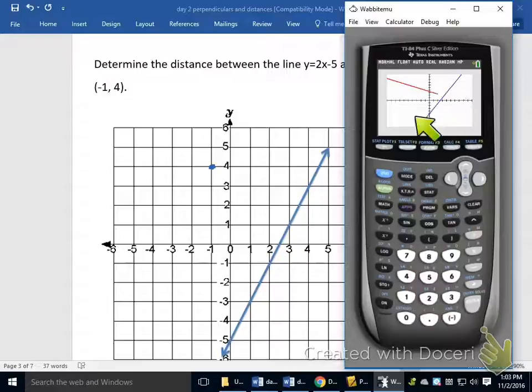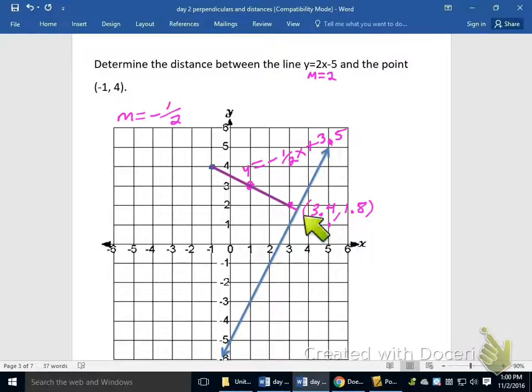And then I'm going to use second calculate, second trace key. I'm going to select intersect. I want to know where these curves intersect. I'm going to hit enter for my first curve, the blue one, enter for my second curve, the red one. And when I hit enter one more time for it to guess, it gives me 3.4, 1.8. So now I'm going to put that on my graph. You can now see that I've included the coordinate 3.4, 1.8, where these two lines actually do intersect. I need to find the distance between that point and the original point, negative 1, 4.